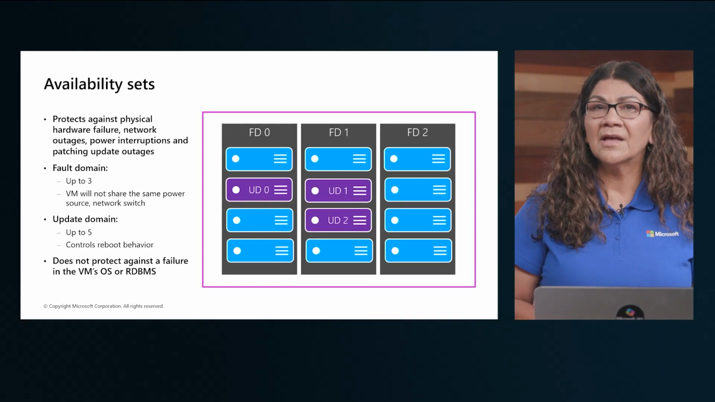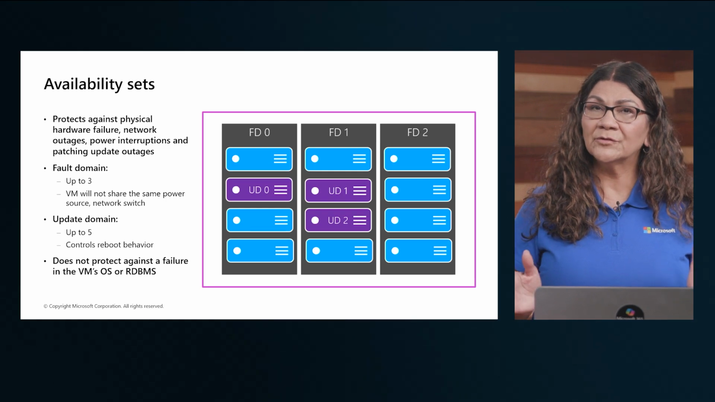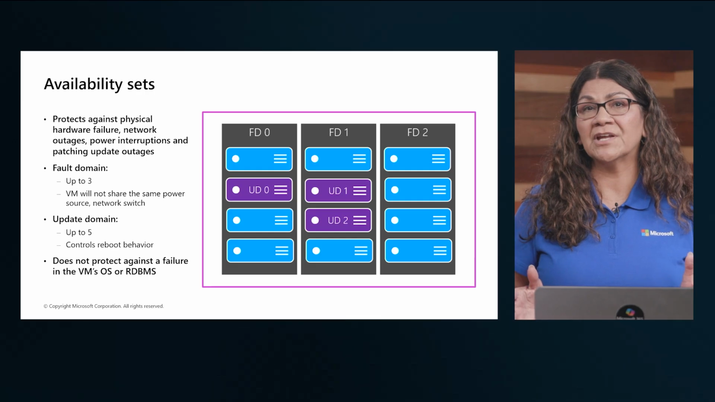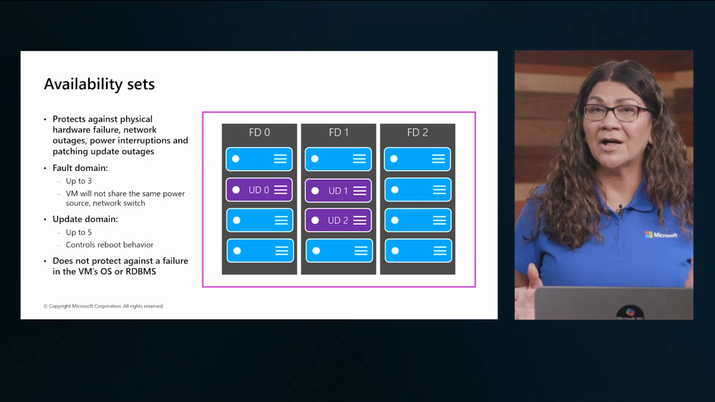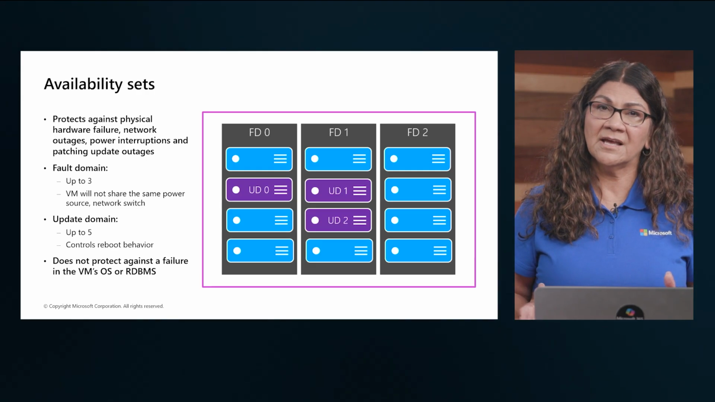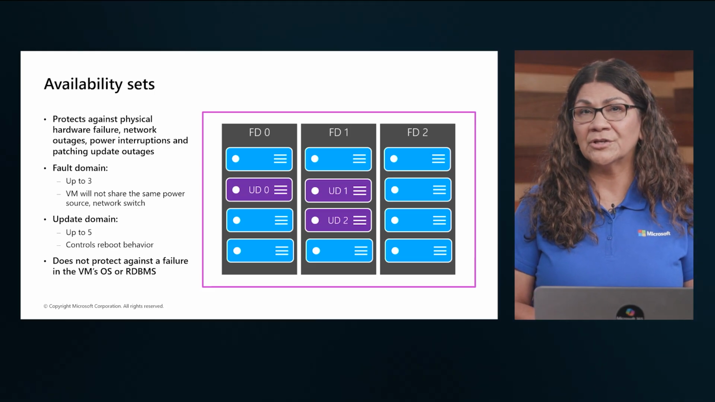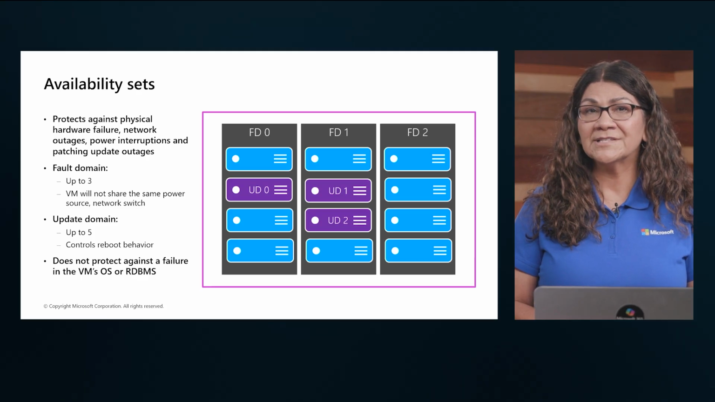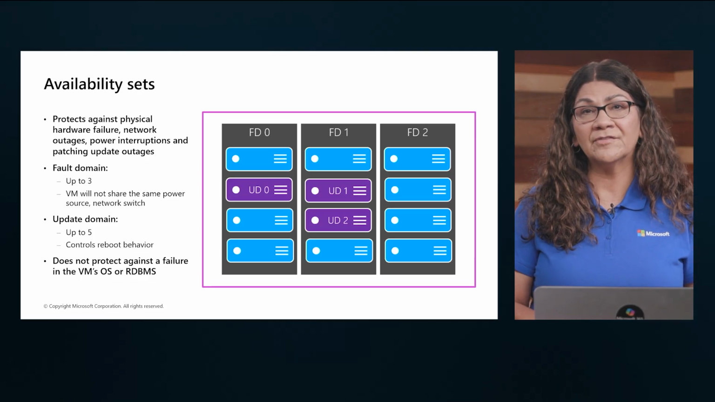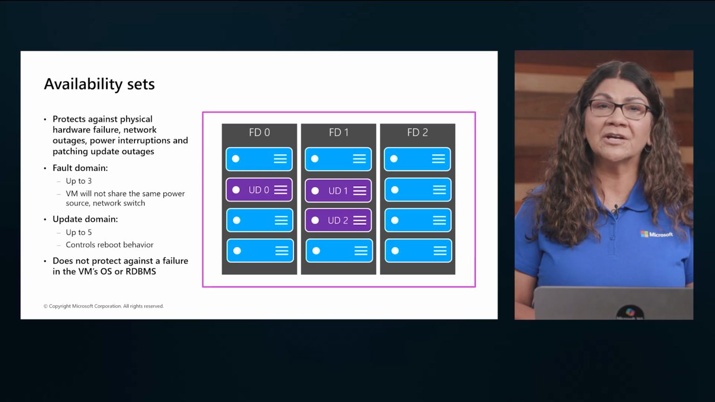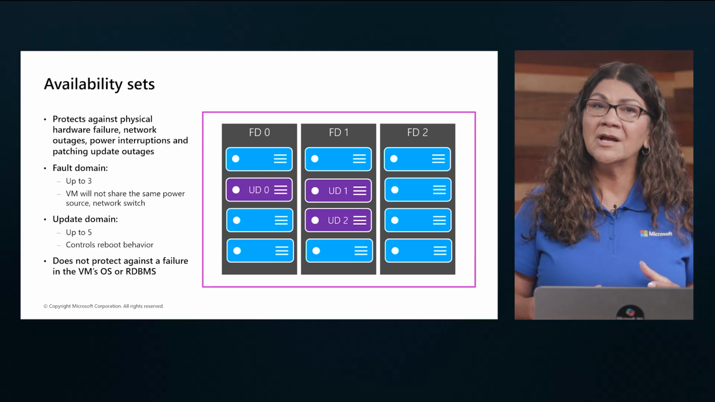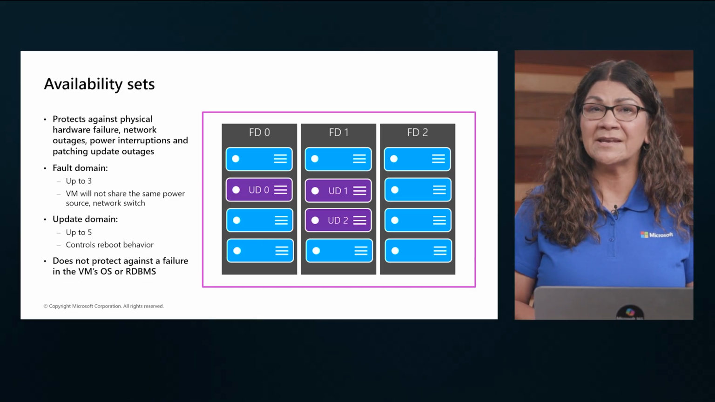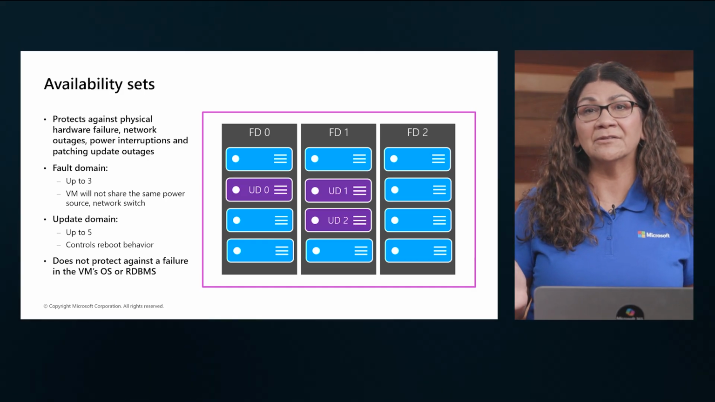Azure enhances virtual machine uptime by distributing virtual machines across multiple fault domains, or FDs, and update domains, or UDs, within a single data center. Fault domains protect against hardware failures by ensuring VMs don't share the same physical infrastructure, while update domains stagger the reboots during maintenance to avoid simultaneous downtime.